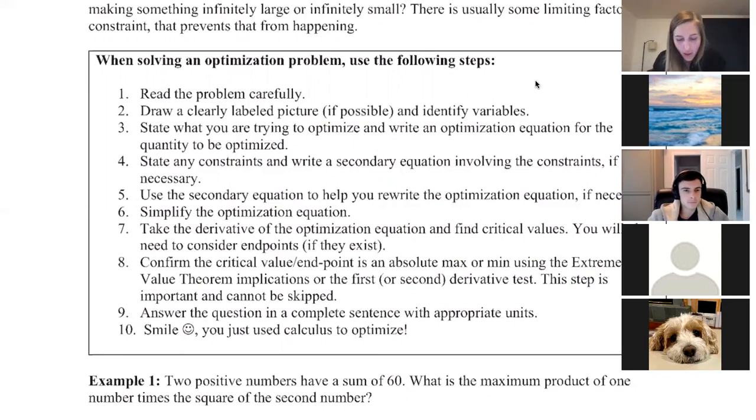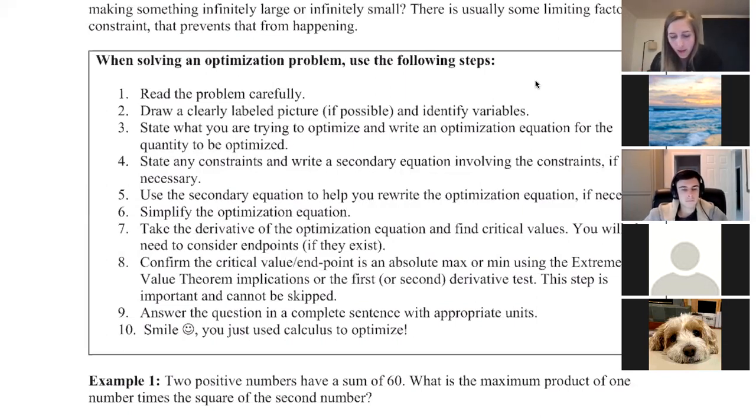So then you're going to want to state any constraints. If one of the variables, like one of the quantities that you labeled that you're using in your equation, has to be greater than 0, you're going to state that constraint, like x has to be strictly greater than 0, or x has to be between 0 and 5. You want to explicitly state what that constraint is.